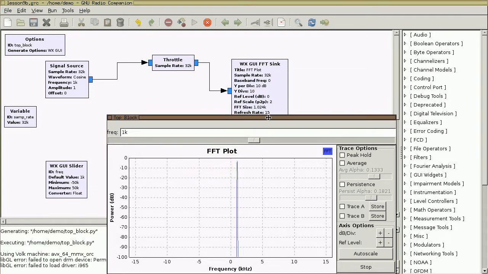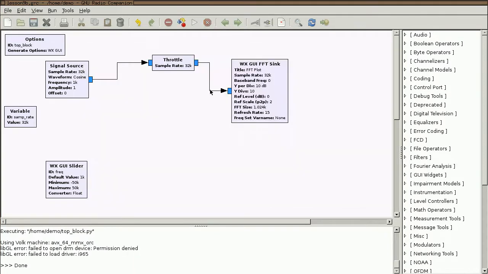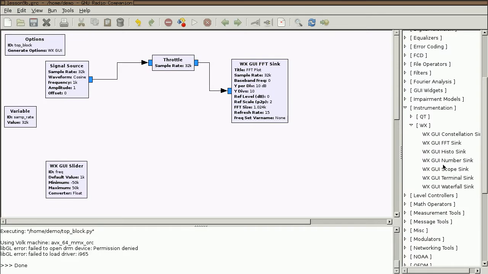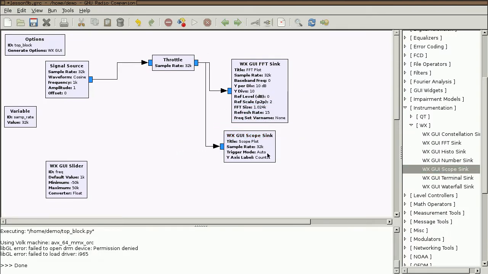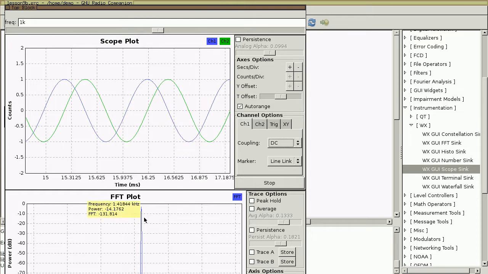Now in the exercise or the homework for lesson 4, I asked you to add a scope sink to this flow graph. So we'll go in and look at Instrumentation, WX Scope Sink, and add this so we can scope the output, or look at the time domain representation at the same time that we look at the FFT, or the frequency domain representation. And this is what it looks like. We see a spike at 1 kilohertz, and here we see what appears to be a 1 kilohertz cosine wave.